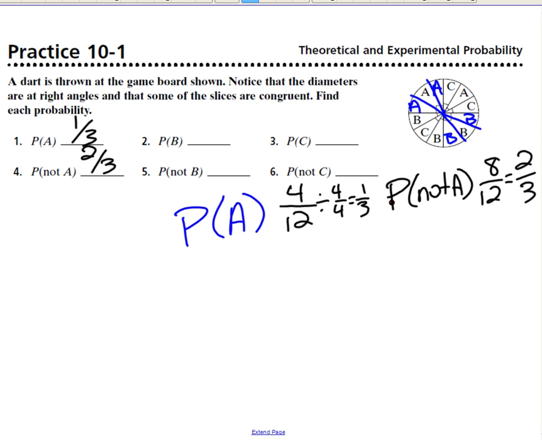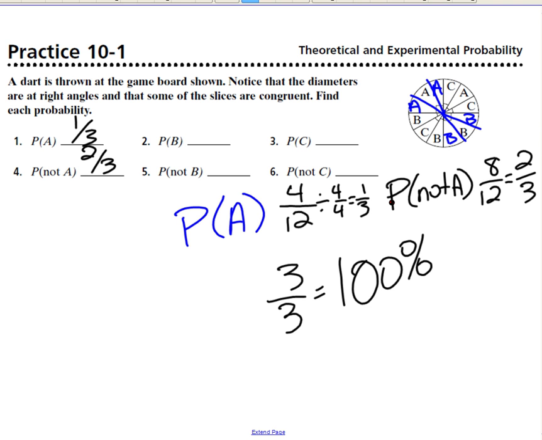No. Okay. So when we add up 1/3 plus 2/3, what does that add up to? 3/3 or 1 whole, which is what percent? 100%. So anytime you're doing probability, the probability of something happening plus the probability of that event not happening always has to add up to 100%.